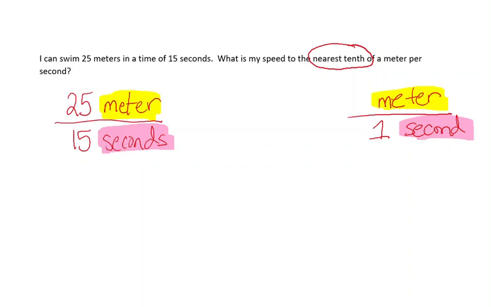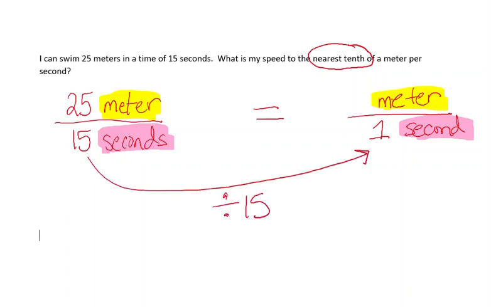We're just simply trying to go from this many meters in 15 seconds to the number of meters in 1 second. So to do that, we're using equivalent fractions. To get from 15 to 1, I have to divide by 15. What I have to do to the bottom, I have to do to the top. So 25 divided by 15 will give me the speed in meters per second.